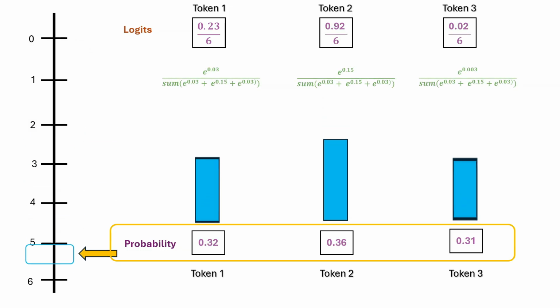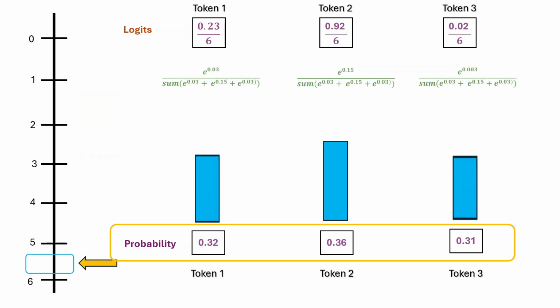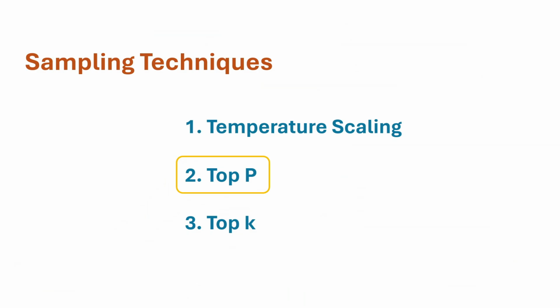This is how changing temperature affects the model's output. So when we set temperature close to 0, then every time we get same or similar response. And if we increase the temperature, every time we get different response. This is how temperature works. Now let's move to the next sampling technique, which is top P or nucleus sampling.